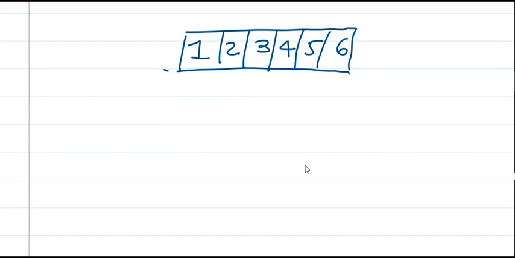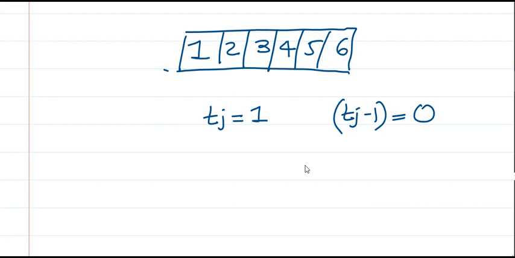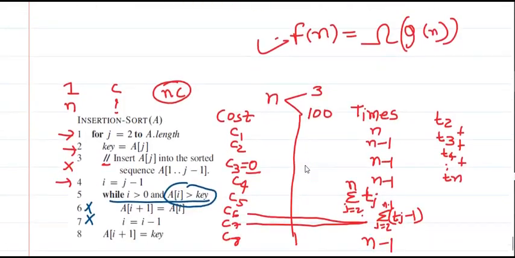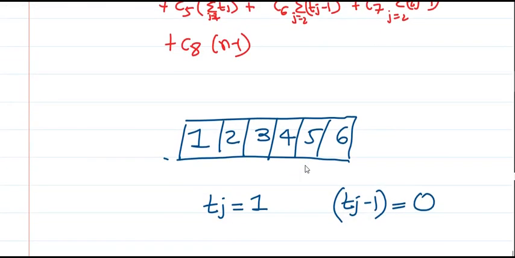So for this particular case we can substitute the value of Tj equal to 1. And if this is 1, then we know that for the next two statements, the value of Tj minus 1 is nothing but 1 minus 1, which is 0. So if we substitute this, this corresponds to the best case.